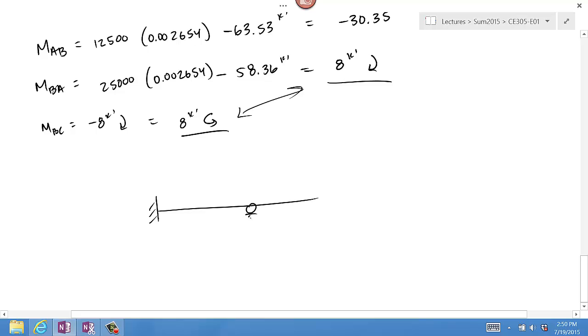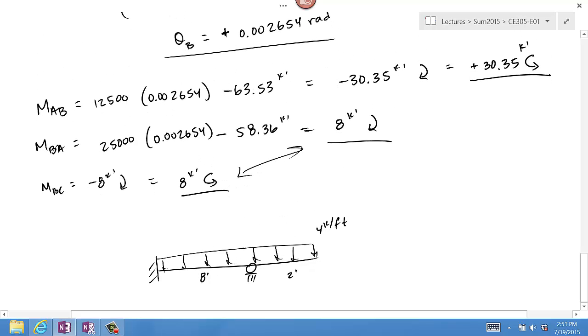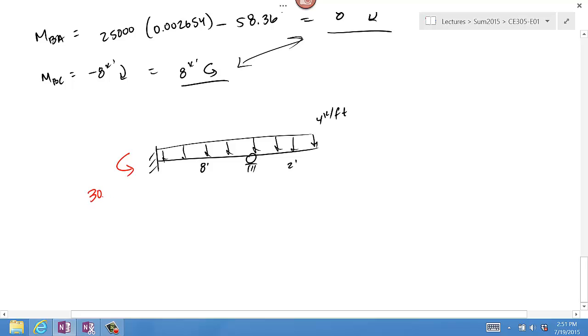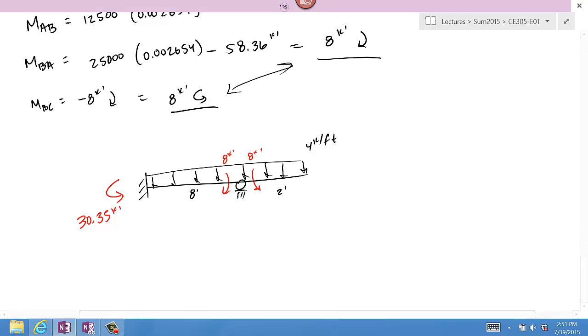So let's draw a final free body diagram that shows the moments that we just calculated, and we're going to use this to calculate the remaining reactions. 4 kips per foot. We have MAB shown here, 30.35 this way. And then just to show you what I was talking about, these two internal moments are equal and opposite, which is okay. This only happens when there is no external moment applied at joint B.